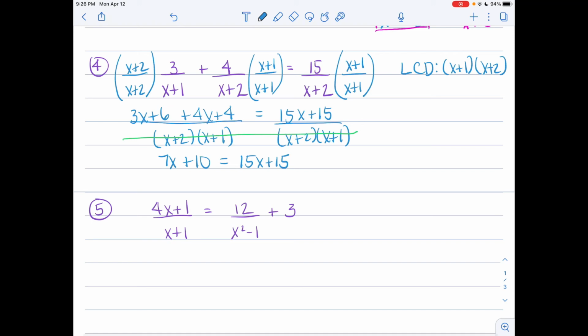So when I move the 15 to the left, 10 minus 15 is a negative 5. And 7x to the right, 15x minus 7x is 8x. Almost there, just need to divide both sides by 8 to give me that x is equal to negative 5/8.